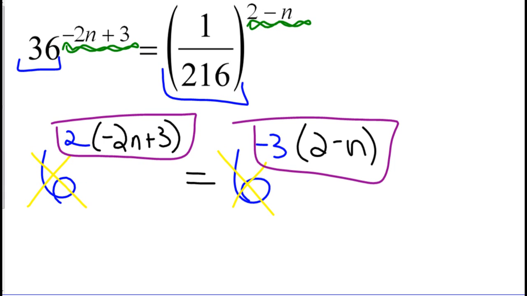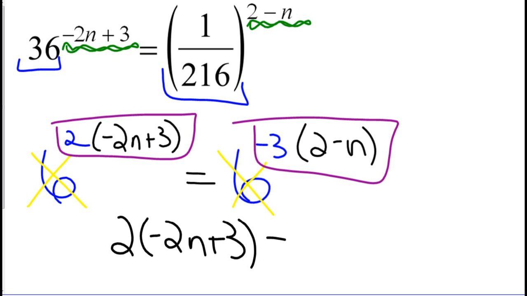So I'm now going to have 2 times a negative 2n plus 3 equals a negative 3 times a 2 minus n. I will never learn. I should not make these directly after school.